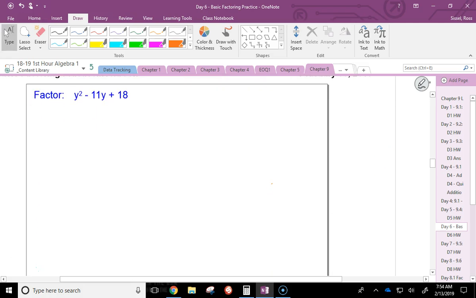So let's look at this one, because there's something happening on this. So we have y squared minus 11y plus 18. So when I look at it, I'm going to first say, okay, it's y squared. So I'm going to write y and y.